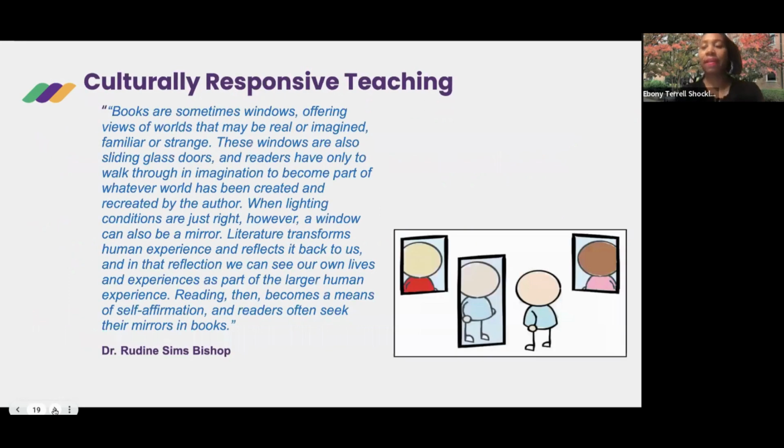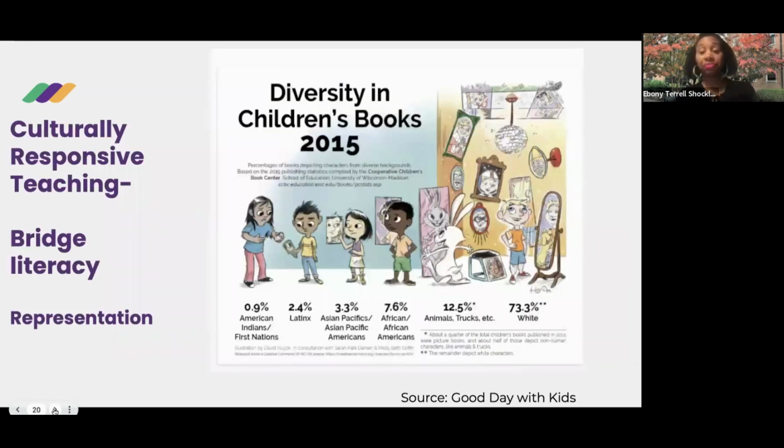All right, so I mentioned in the Google Scientist document or slide that for me, I did not find a mirror. I did find a lot of windows. And what Dr. Rudine Sims Bishop states is that windows are an opportunity for a reader or a student to look into the world of others. And that's fine, but we also want mirrors for our students. And so mirrors and windows has continued into the 21st century.